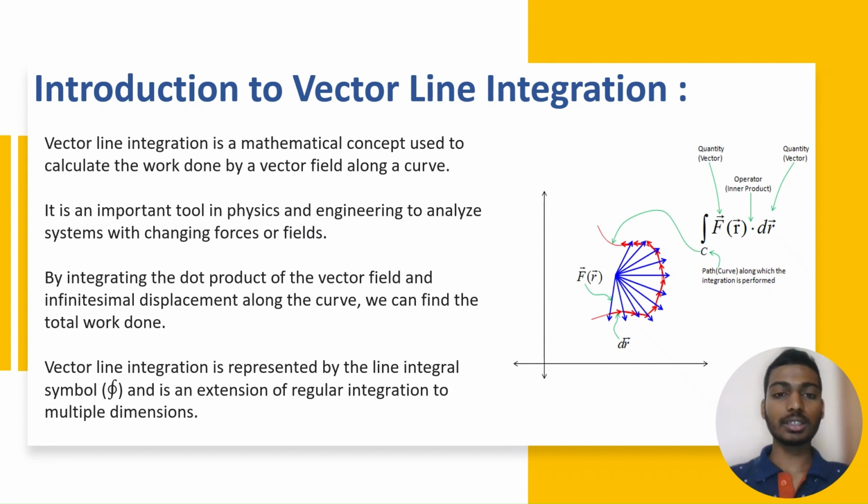Vector line integration is a mathematical concept used to calculate the work done by a vector field along a curve. It is an important tool in physics and engineering to analyze systems with changing force or field. By integrating the dot product of the vector field and infinitesimal displacement along the curve, we can find the total work done. Vector line integration is represented by the line integral symbol, and it is an extension of regular integration to multiple dimensions.